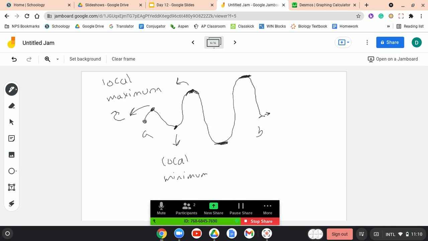Same here, the endpoints, right? If we included the endpoints, this would be a local minimum. And this would also be a local minimum. Do you see that? Because in the interval that the function is defined, all the points around the endpoints are higher than the endpoint itself. So the endpoints would be local minimums, even though they're not lower than the absolute minimum, they're still lower than the function values around them. So we still call them local minimums.